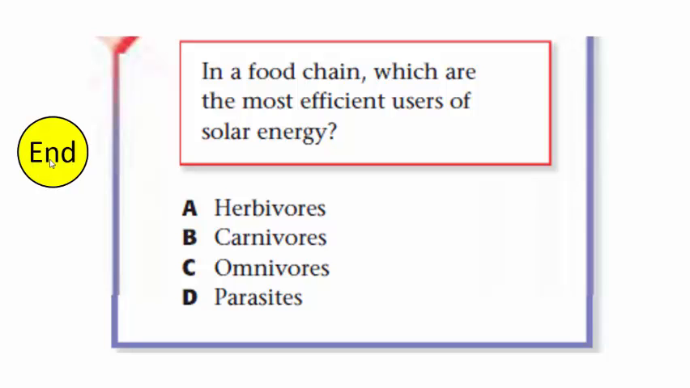All right, in a food chain, which are the most efficient users of solar energy? So a couple terms we have to know here. Food chain is like, well, here's the sun. Sun shines down on the earth. Here's the earth. Plants. See if we can draw a plant here. It's kind of fun. Here's a flower.